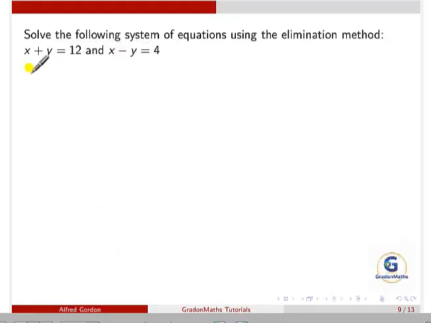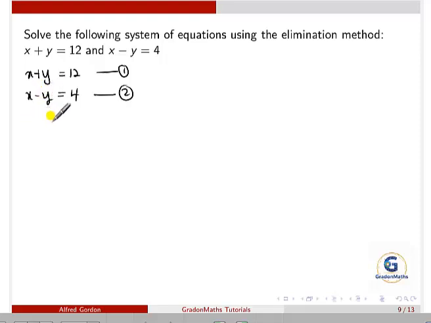So we have one more example. We have opposite signs. We have x plus y is equal to 12 as equation 1. We have x minus y is equal to 4 as equation 2. Checking the sign here, we could see the coefficient of y here is 1 and the coefficient of y here is minus 1. Here we could see they are opposite signs.